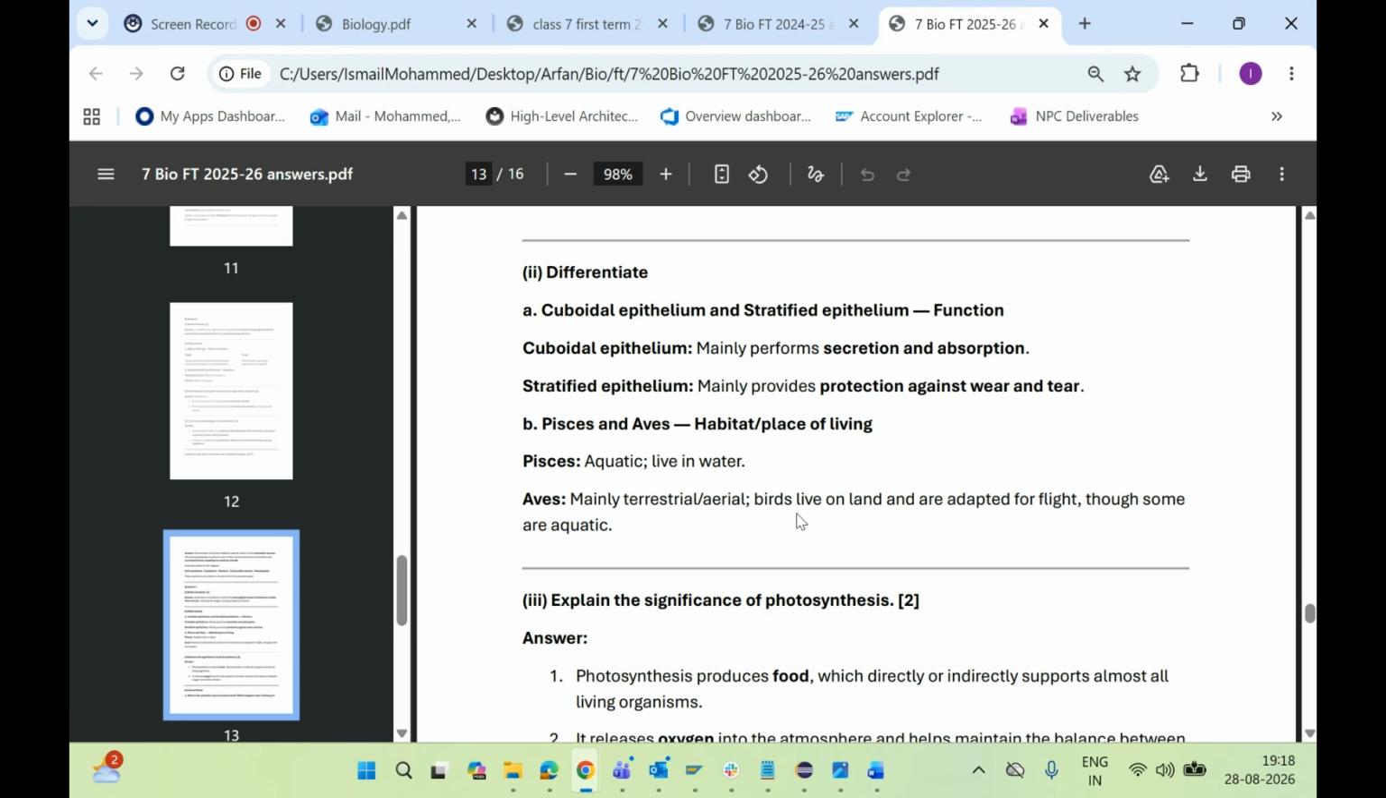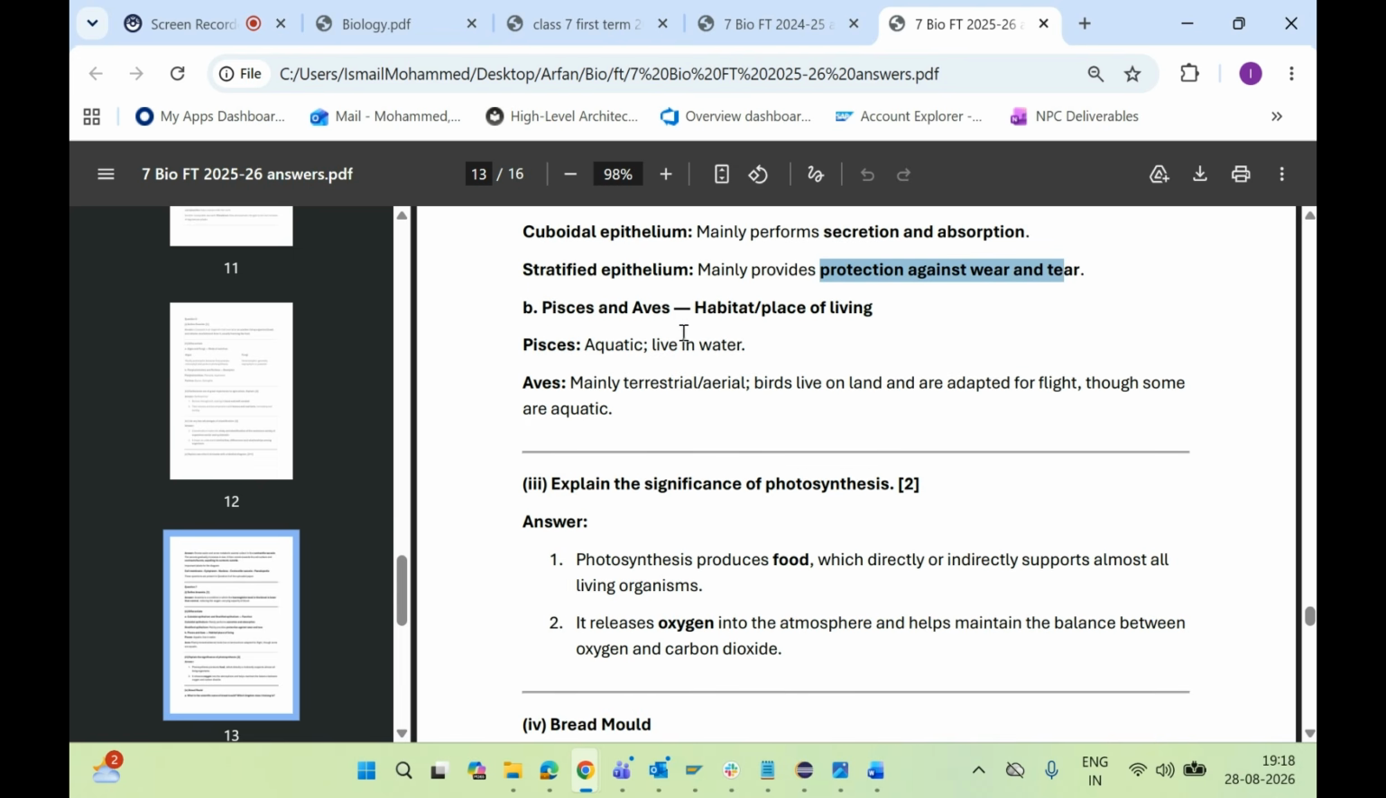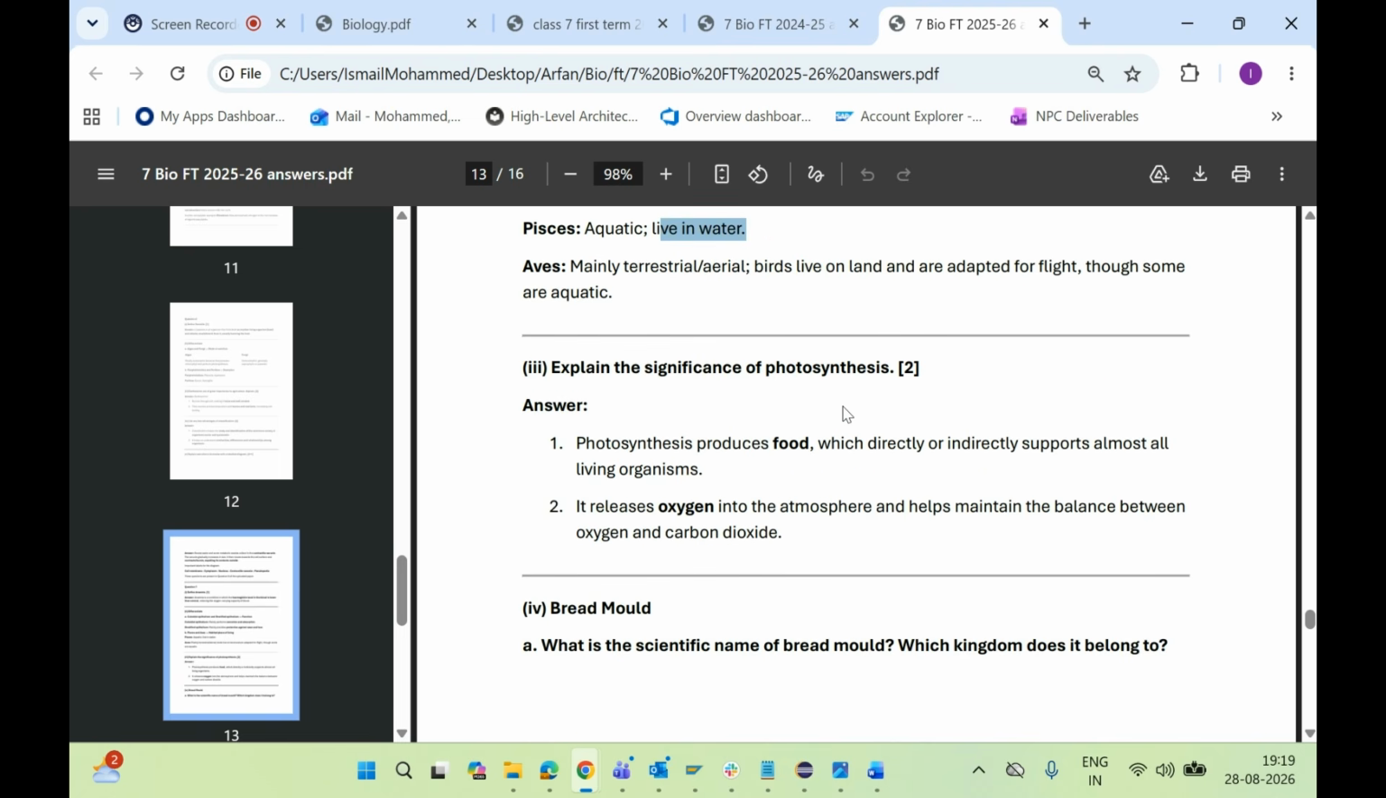Okay, and finally, differentiate between cuboidal and stratified epithelium in terms of function. Cuboidal performs mainly secretion and absorption, whereas stratified ones protect against wear and tear. Pisces and aves in terms of habitat. So Pisces live in water, whereas aves are mostly aerial or terrestrial animals. Okay, example, birds.